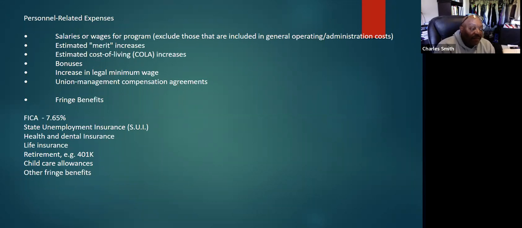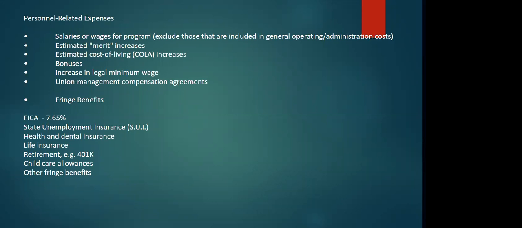Fringe benefits, FICA, 7.65%. State unemployment insurance, SUI, health and dental insurance, life insurance, retirement, e.g. 401k, child care allowances, other fringe benefits. So as you see, you got to take care of your people. And taking care of your people means you put in there for child care, because you know they're struggling. And you want to show that if you work for my organization, you're like family. We want to take care of them. We make sure you got good health benefits, dental, life insurance, retirement, all that.